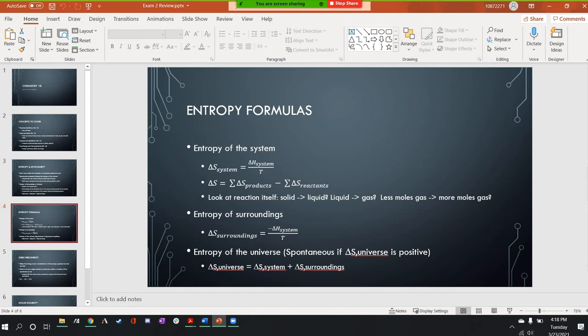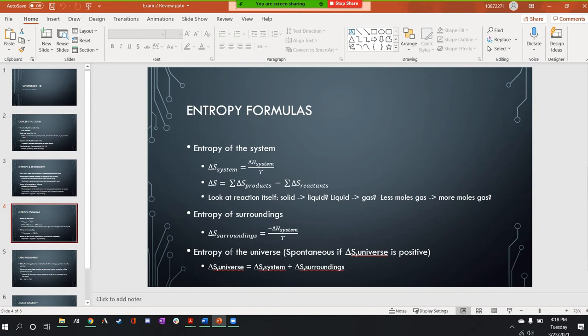Same thing as liquid to a gas. Gases move around more. They can take up more space. They can rearrange themselves in a lot more ways than a liquid can. That's an increase in entropy. And even if you start with a gas and end with a gas, if you increase the number of moles of gas you have along the way, you're also increasing entropy. So these would all be ways that you could tell whether a reaction system is increasing in entropy or not, all with the goal of eventually figuring out if the entropy of the universe increases.